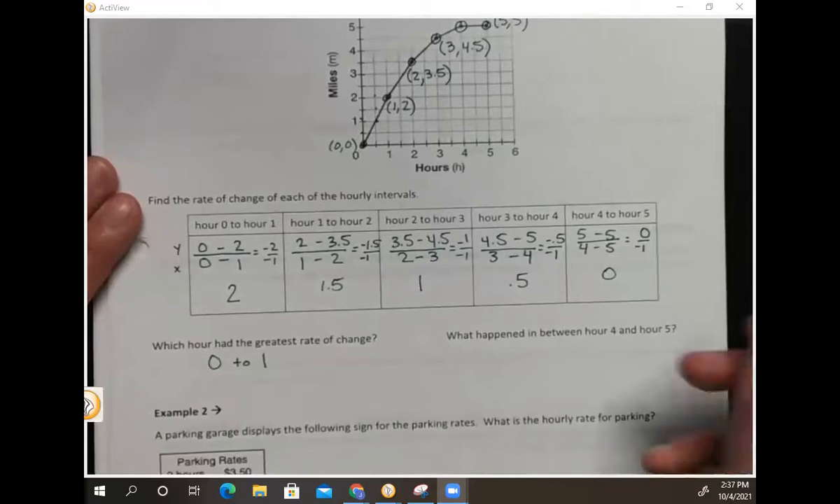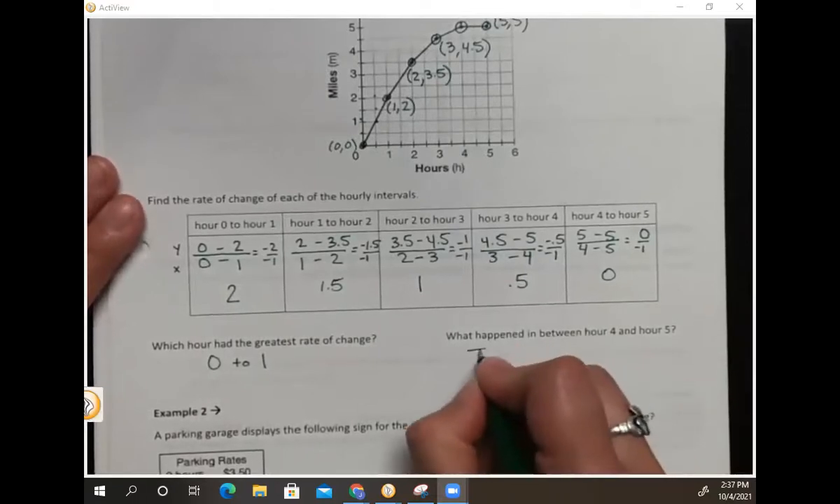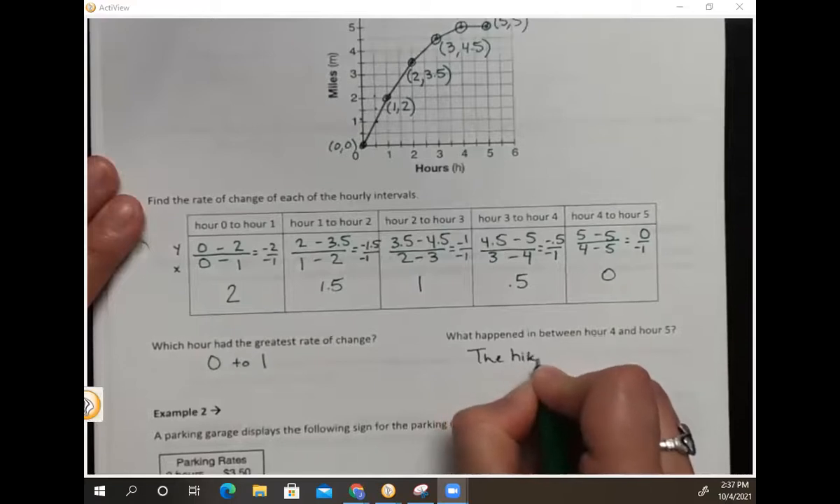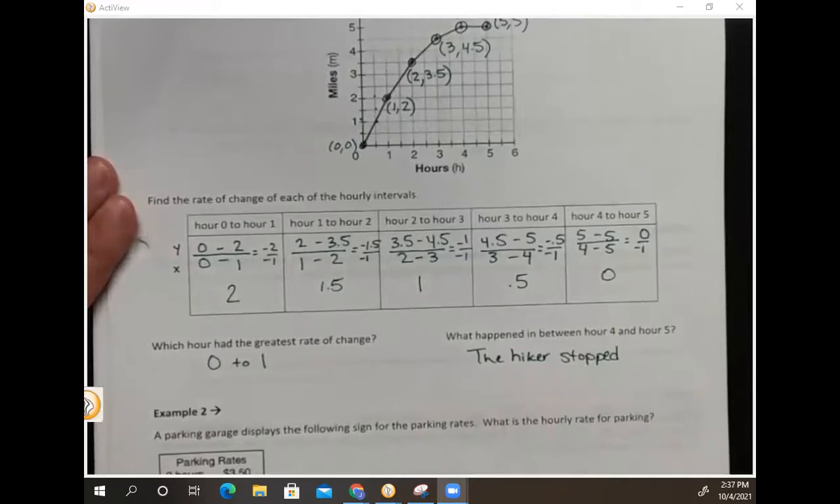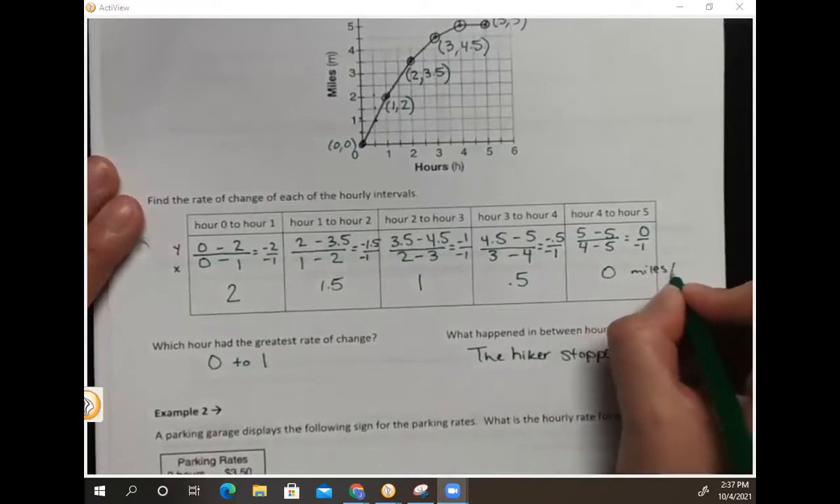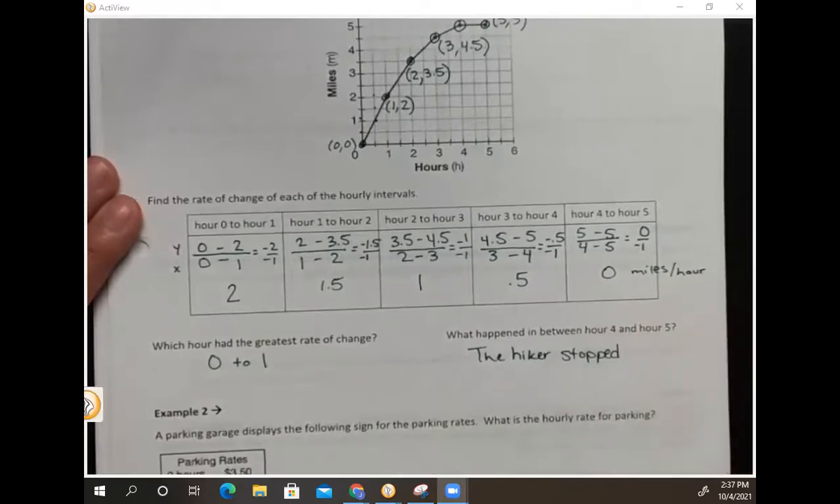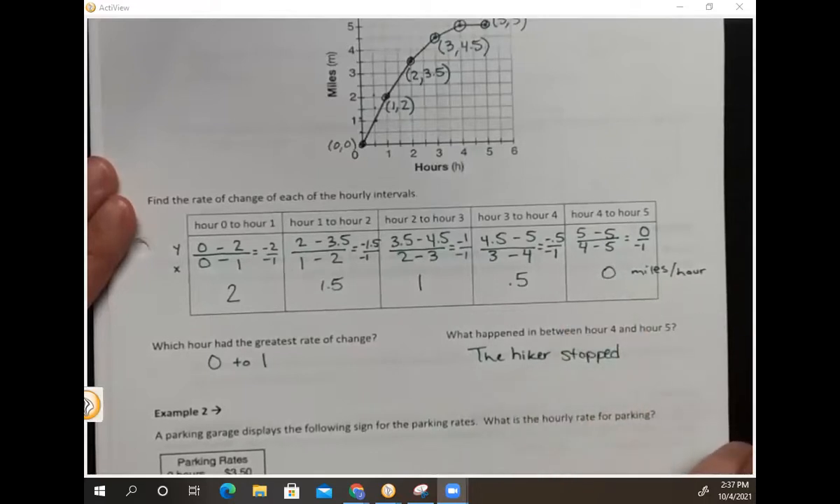And then what happened between hour 4 and hour 5? What's going on here? Yeah, they stopped hiking, right? They took a break. The hikers stopped. Our label for each of these would be miles per hour. How far did I hike over that 1 hour increment? If I'm telling you that our rate of change from hour 4 to hour 5 is 0 miles per hour, that means I didn't go anywhere.